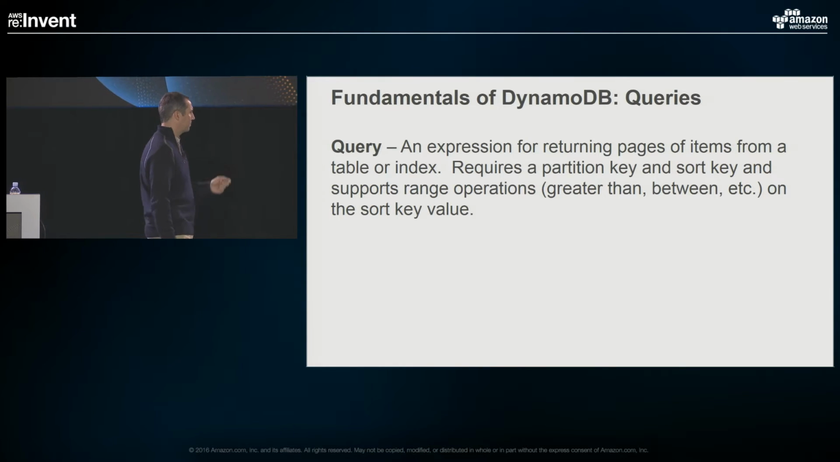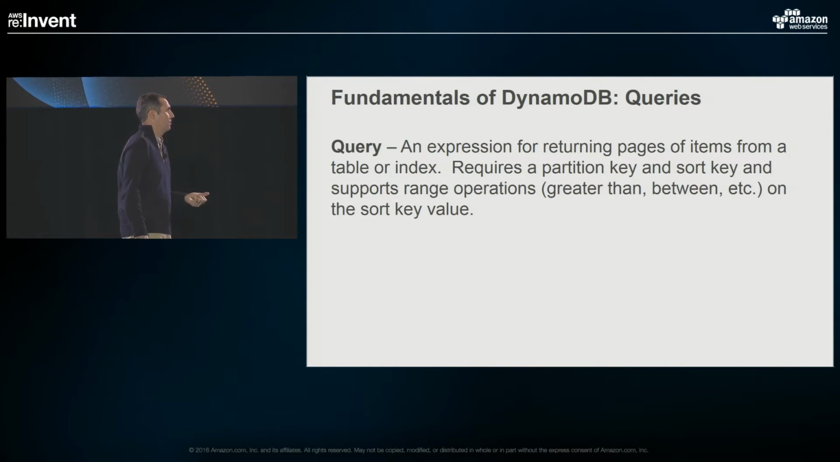A query is basically an expression that you pass into the Dynamo service that will return pages of items from a table or an index. So when you run a query in Dynamo, you have to tell it which table or index you're going to use. Then you have to supply the primary key, and if it's an index or a table that has a sort key as well, you provide the sort key, and then the operation that you want to perform. And Dynamo then will return 0 or more records back to you.